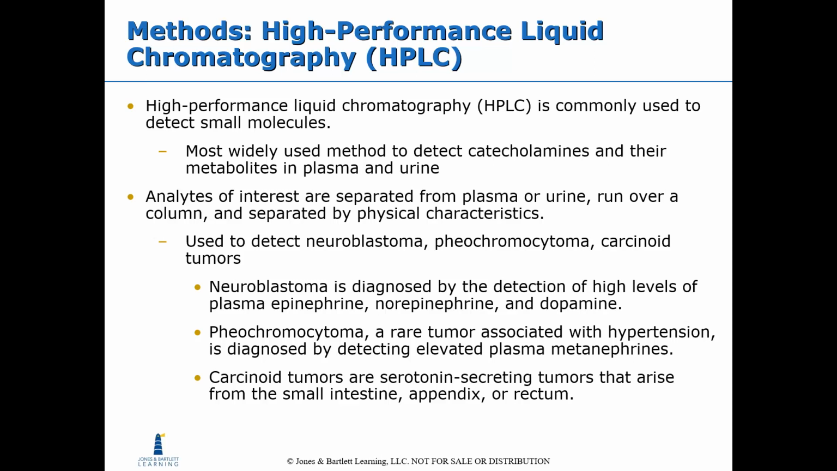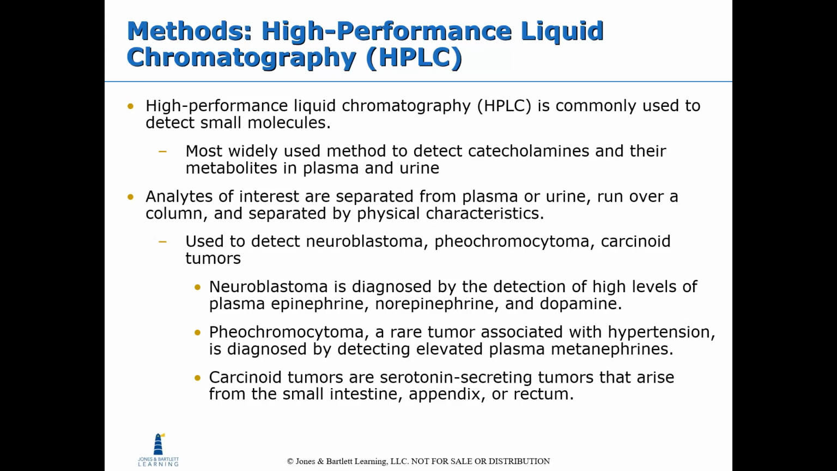High-performance liquid chromatography is commonly used to detect small molecules. It is the most widely used method to detect catecholamines and their metabolites in plasma and urine. Analytes of interest are separated from plasma or urine, run over a column, and separated by physical characteristics.